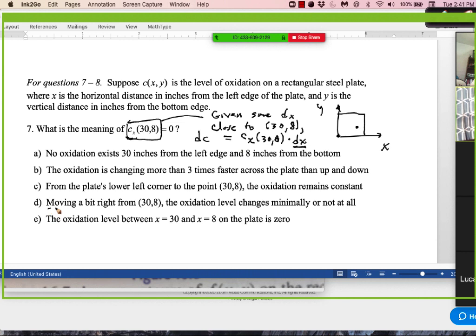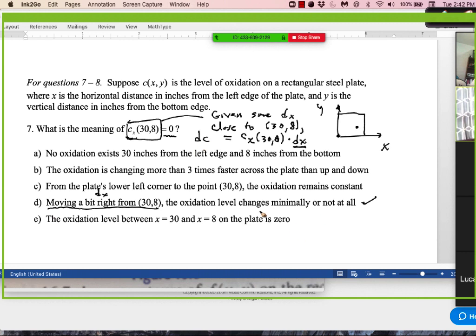So if you read through these, here's your key. So moving a bit right from 38, that's good, right? That's our dx. It says the oxidation level changes minimally or not at all. And that's the fact that that rate of change is 0. Rate of change of 0 means for a small change in x, your oxidation is going to stay the same or change just a little bit maybe, or not at all. So the right interpretation of that partial derivative being 0 is this answer D. Questions on that one?